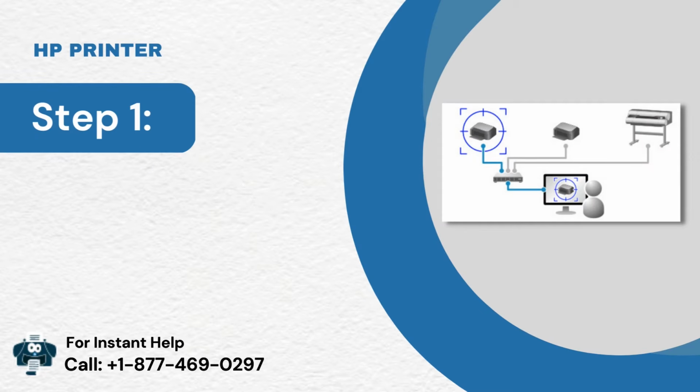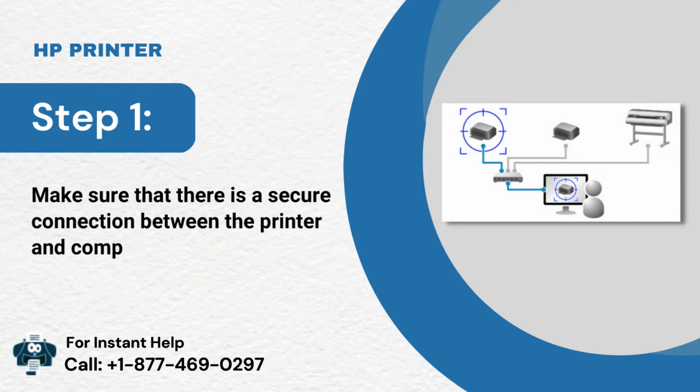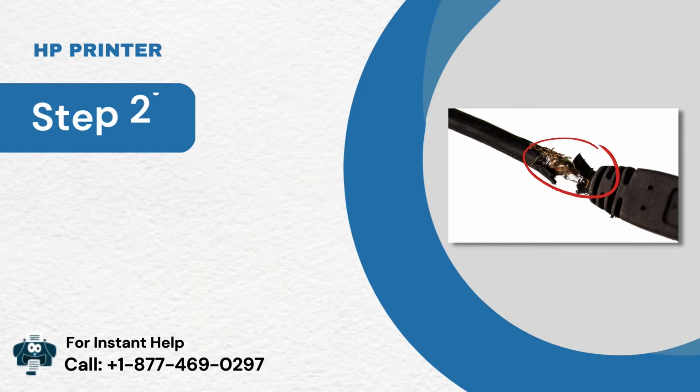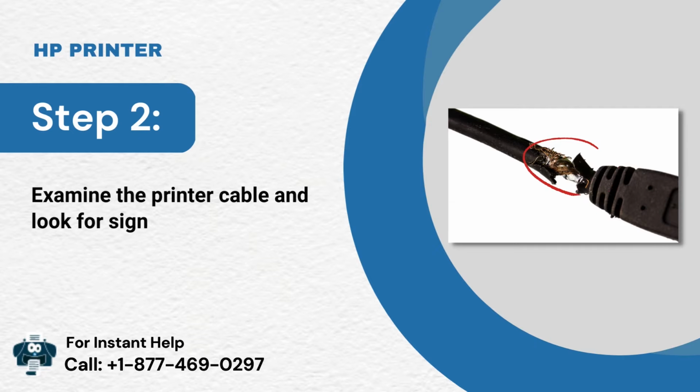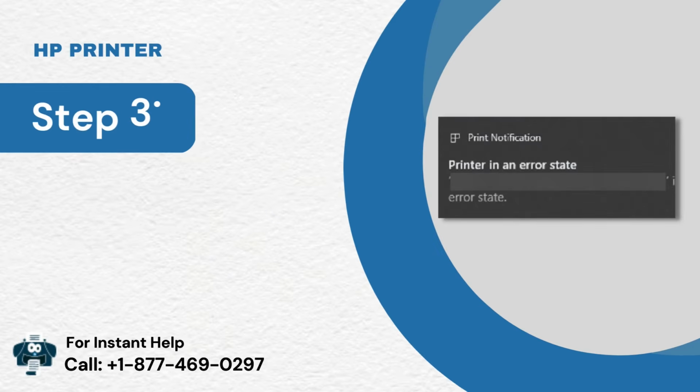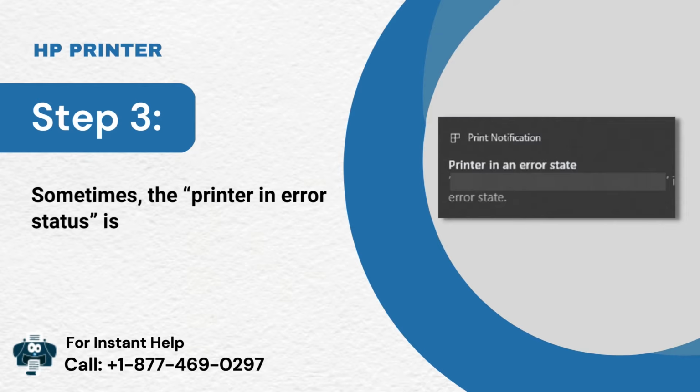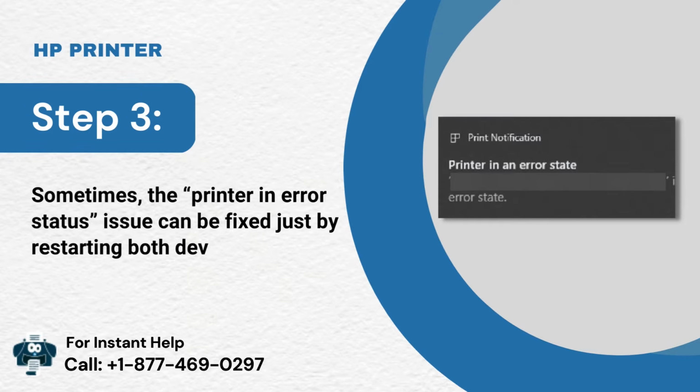Step 1. Make sure that there is a secure connection between the printer and computer and the device is powered up. Step 2. Examine the printer cable and look for signs of physical damage. Step 3. Sometimes, the printer in error status issue can be fixed just by restarting both devices.